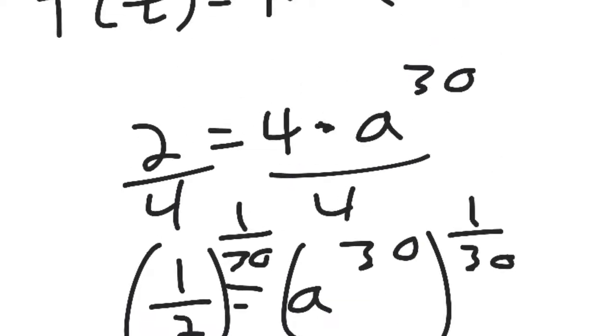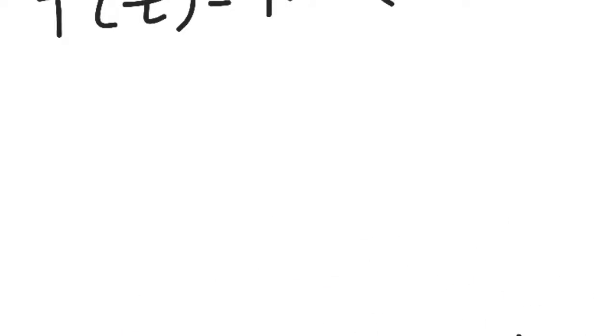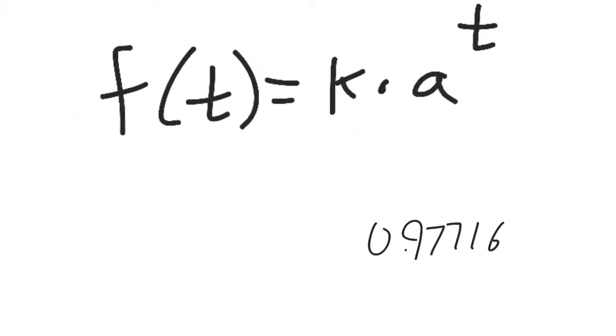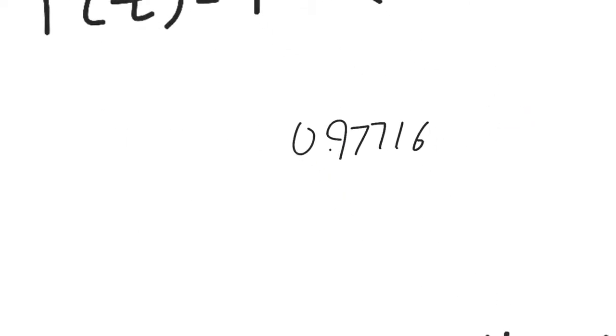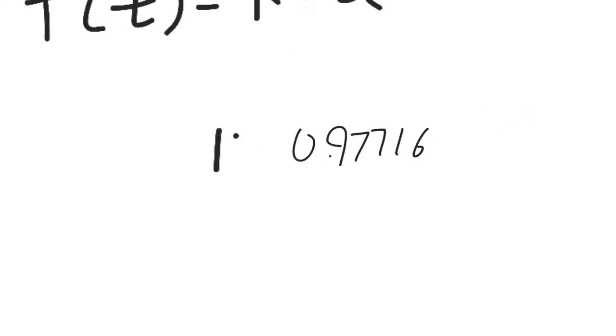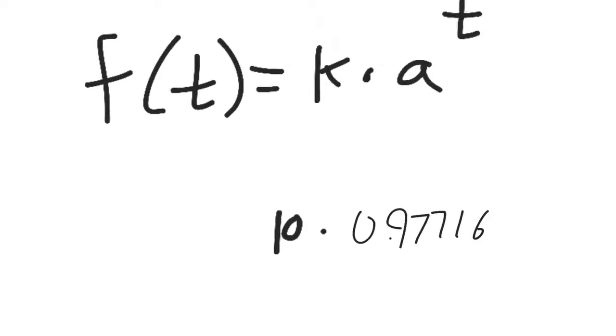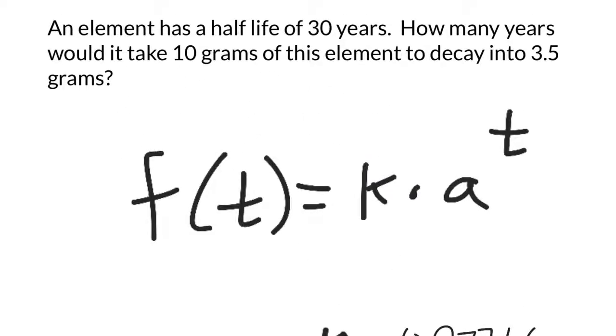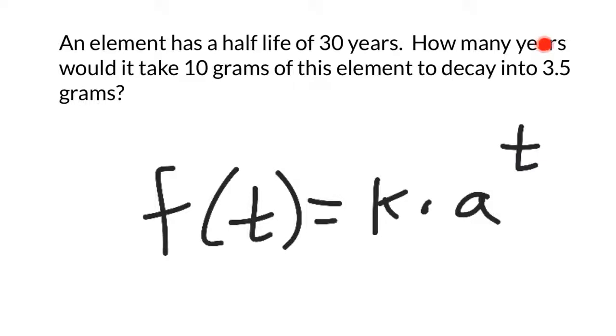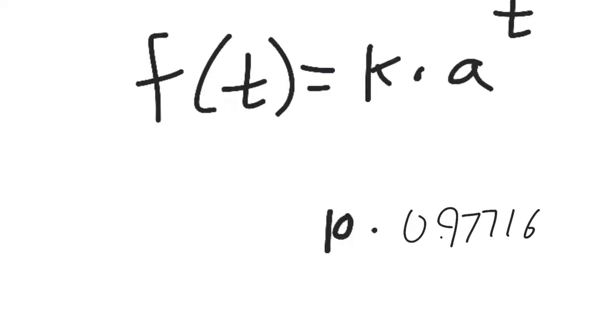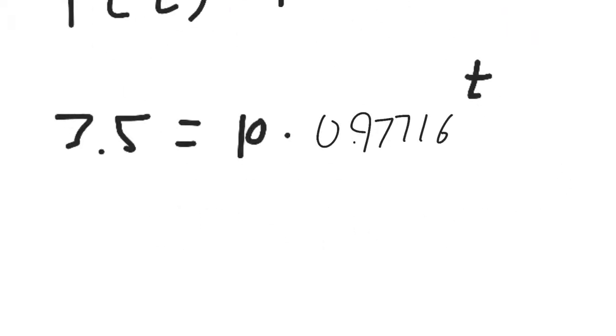So now we can go back to the top and we can try to answer their question here. Okay, we found out that a is 0.97716. They said they want a starting amount of 10 grams. So in for k, I'm putting in 10. And they say they want to know how many years. They don't know how many years, so t is going to stay unknown. But they want to have 3.5 left over, which goes into that left side. So t is unknown. That's the thing I'm supposed to be trying to solve for.